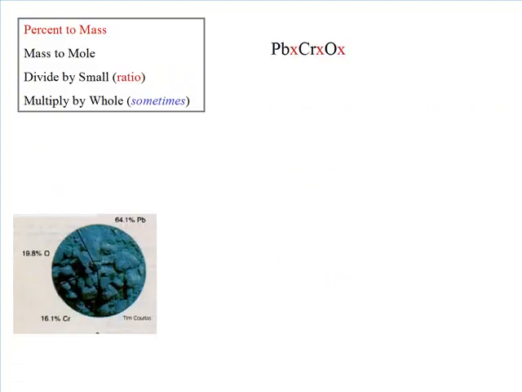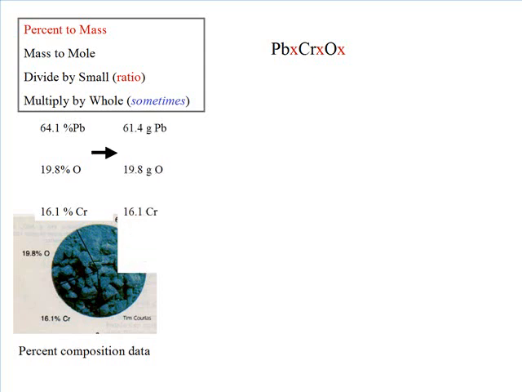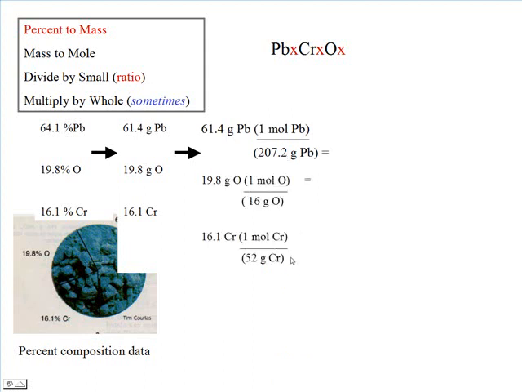Here we have our percent composition of the compound, and we're going to take that and follow the poem. It says percent to mass. Because percentages are based out of 100%, they already are a ratio to each other out of 100, so we're going to take the percentages and change them immediately to masses. That's the first step. The second one says mass to mole. This is something you learned, how to take the mass of an element and change it to moles. Remember that a mole of any element is equal to its atomic mass. That's a conversion factor, and we do that for each of these.